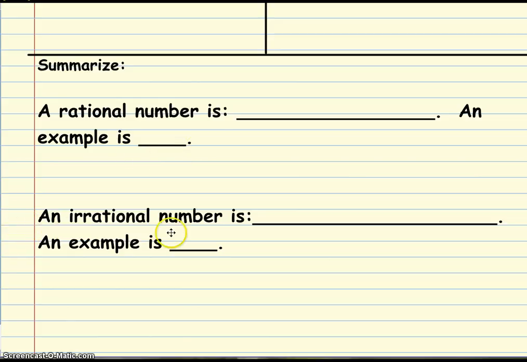And then also, an irrational number is, please explain what an irrational number is. And then an example is, give an example. Again, not one of the 6 that we just did.